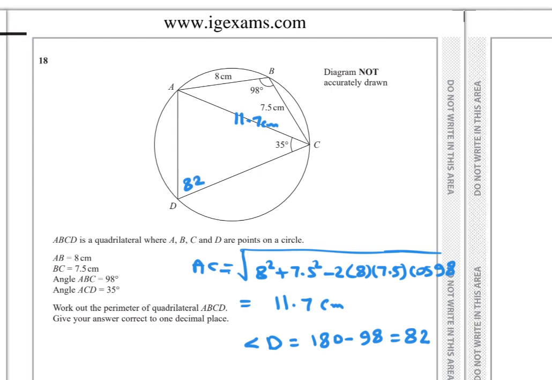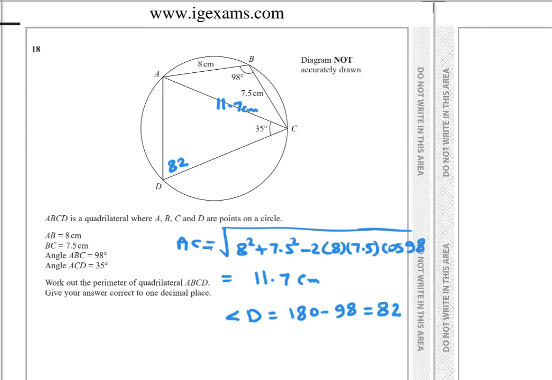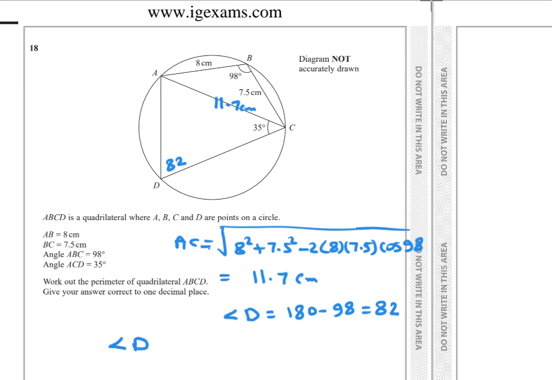Then we can find the third angle, 180. So angle DAC equals 180 minus (82 plus 35) equals 63. So this angle is 63. Now we can find this side and that one using the sine rule.